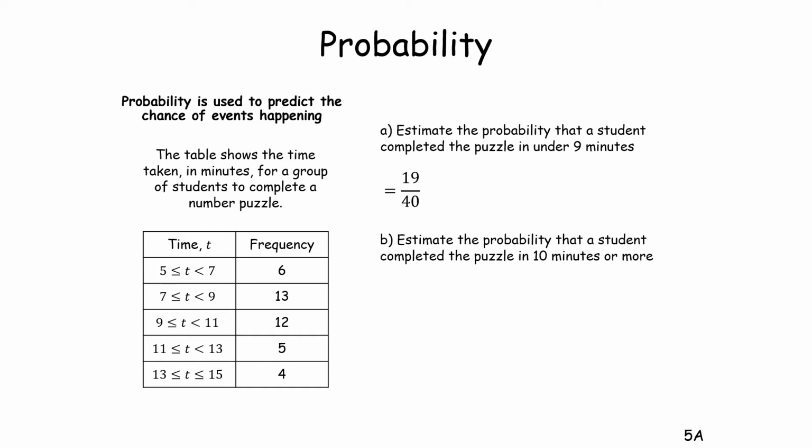Part B of the question says estimate the probability the student completed the puzzle in 10 minutes or above. If it's 10 minutes or above, it's kind of overlapping with one group, which is between 9 and 11, and then we've got the other two groups. So we'll go for 15/40.